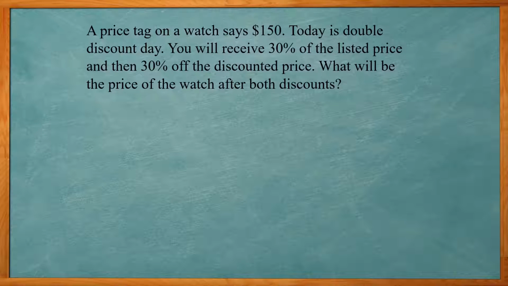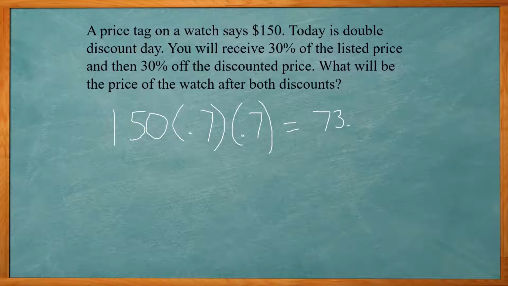So if I'm getting 30% off, that means I'm paying 70%. So it's going to be 150 times 0.7. Okay, so this is our new discounted price. And then from there, I want to take 30% off, or in other words, I'm keeping 70% of what I have right here. So I'll be multiplying by another 0.7. So 150 times 0.7 times 0.7, that's going to give me $73.50. Remember, this is the shortcut way.